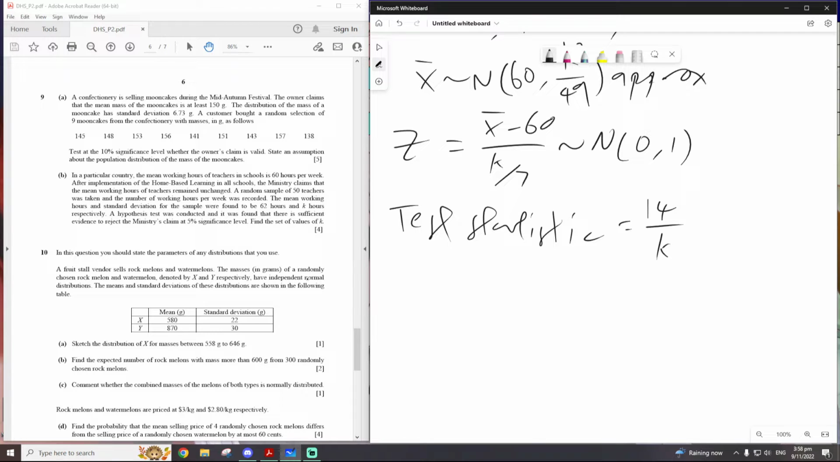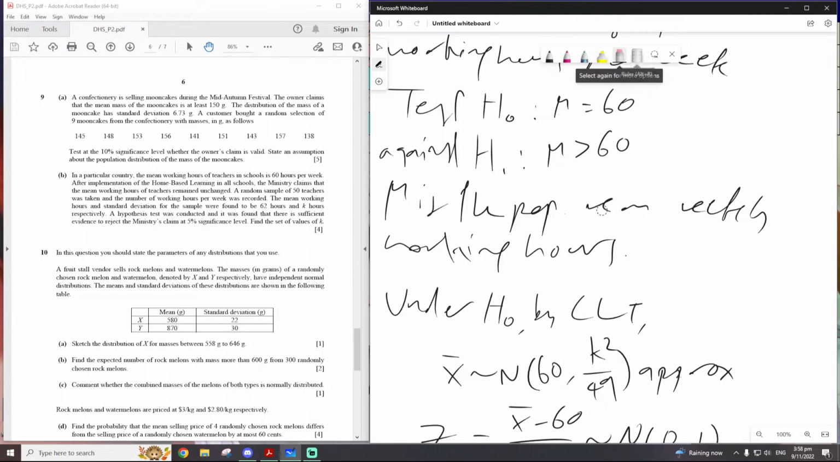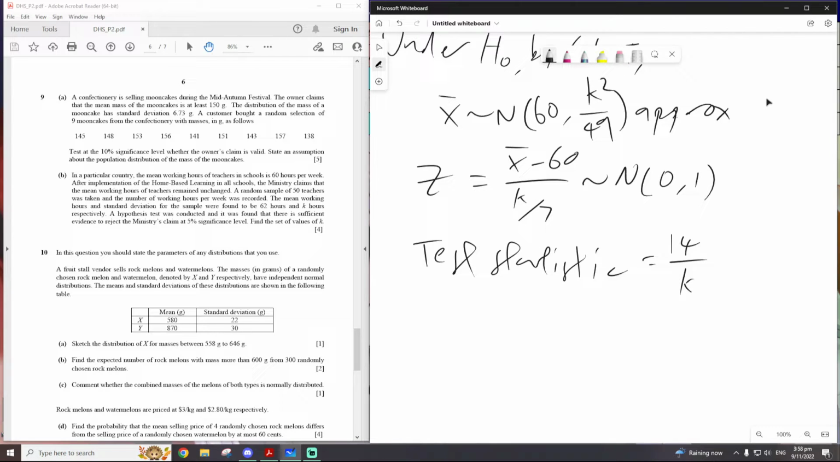Oh, I just realized something. I think this is a two-tail test, because we reject that it is 60 hours per week. Okay, sorry about that. It's a two-tail test. And because it's a two-tail test, 1.96 is actually the 97.5 Z point critical value. I think that's why I wrote 1.96 here.